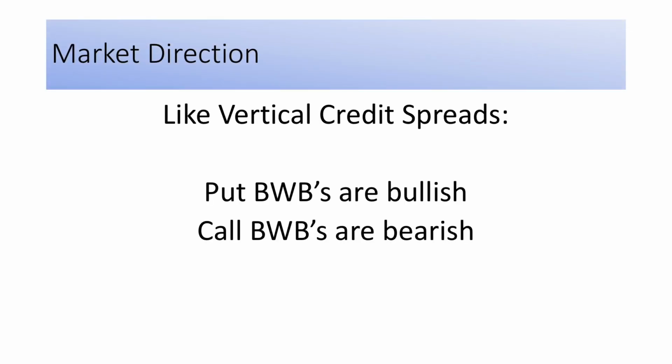Okay, like vertical credit spreads, these have a similar market direction assumption. So when you are bullish, you buy a put broken wing butterfly. When you are bearish, you put on a call broken wing butterfly.